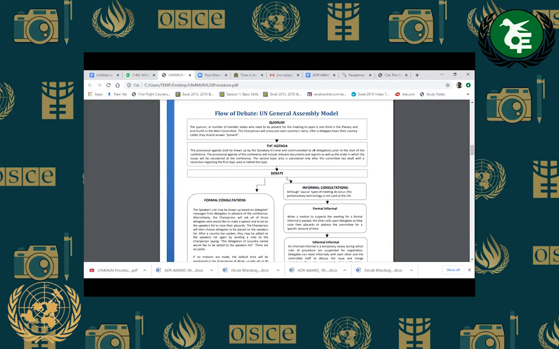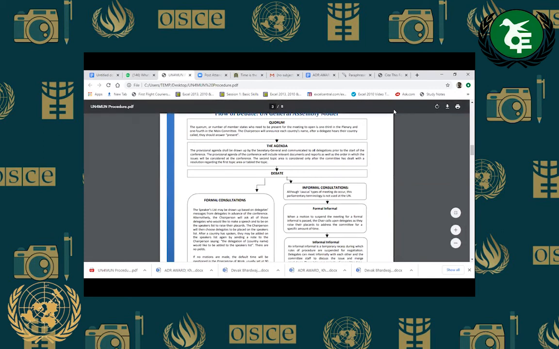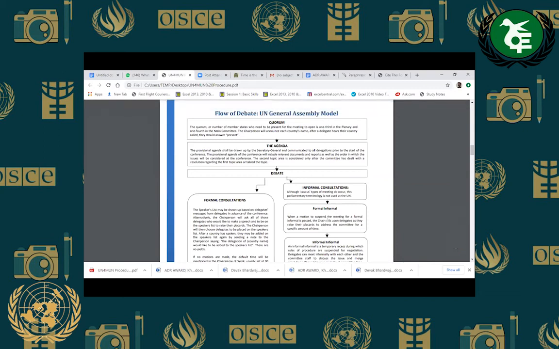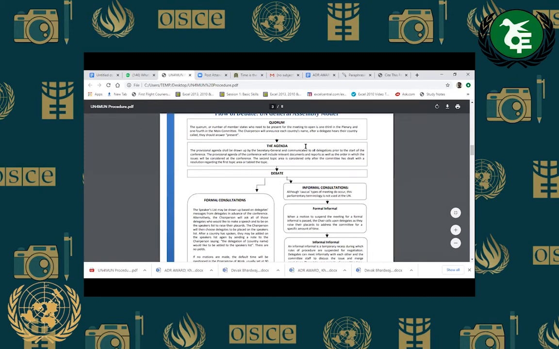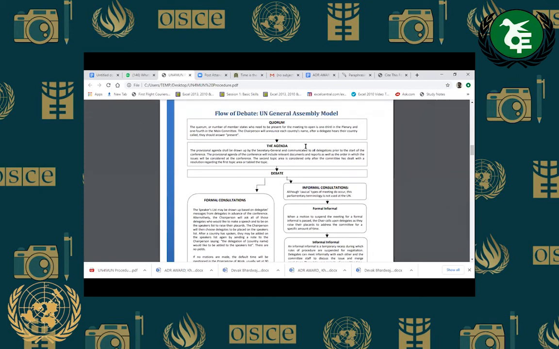Then the second step is you set up the agenda. As you can read here, the provisional agenda shall be drawn up by the Secretary General and communicated to all delegates prior to the start of the conference. I'm sure all of you know the agenda, right? Is there anyone who does not know what the agenda is? All right, I'm assuming that means yes. So we will essentially establish the agenda, after which we will be in debate.